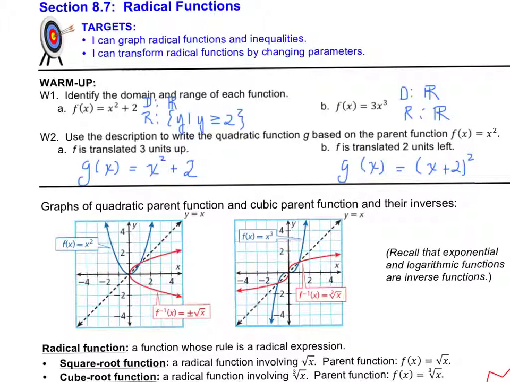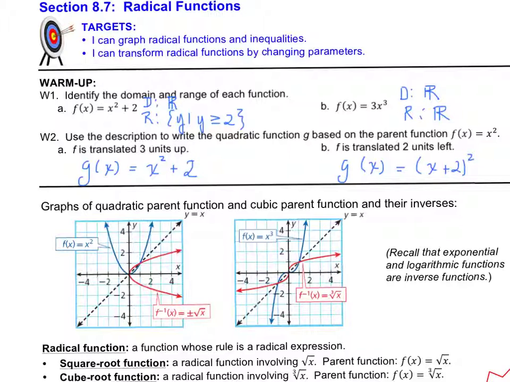Looking at the second warm-up where we are writing a function g that is a transformation of the parent function f of x equals x squared. To translate that 3 units up, we have g of x equals x squared plus 3. And to translate it 2 units to the left, we have g of x equals quantity x plus 2 squared.